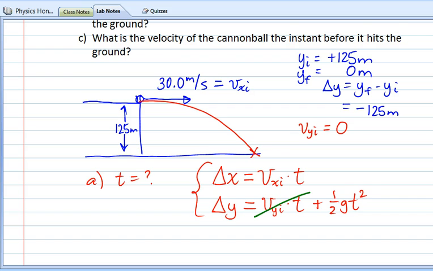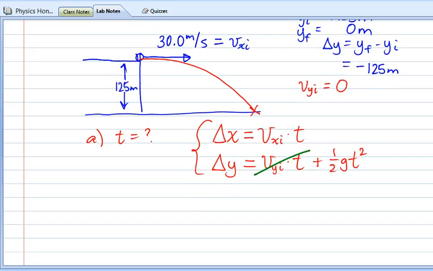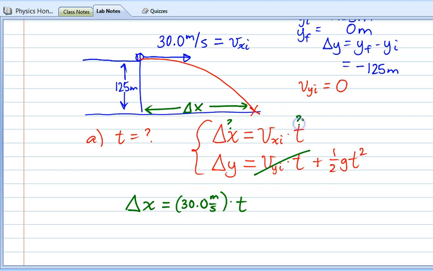So let's see what we have. For the first equation, we don't know delta x. That's actually one of the things that we're trying to solve for, how far it goes horizontally. Okay, but we can still write that equation. Delta x is equal to vx initial, which is 30, times time. But we don't know time. So this equation, we're kind of out of luck because we have two unknowns. And if this was the only equation you used, you'd be really sad because you couldn't solve it.